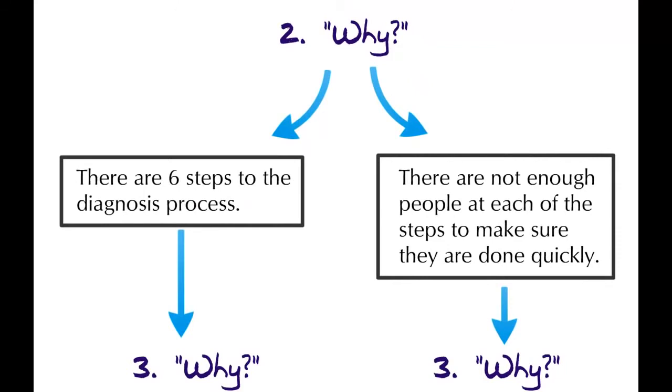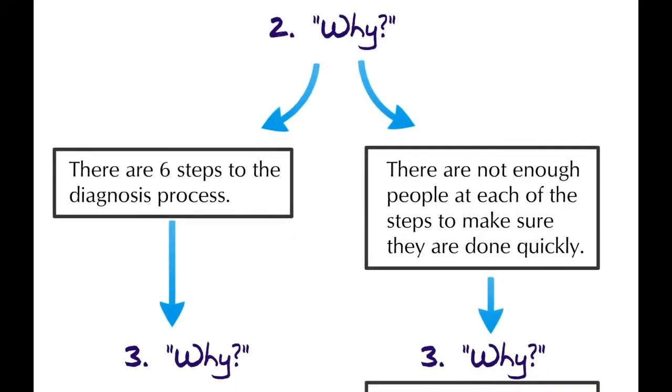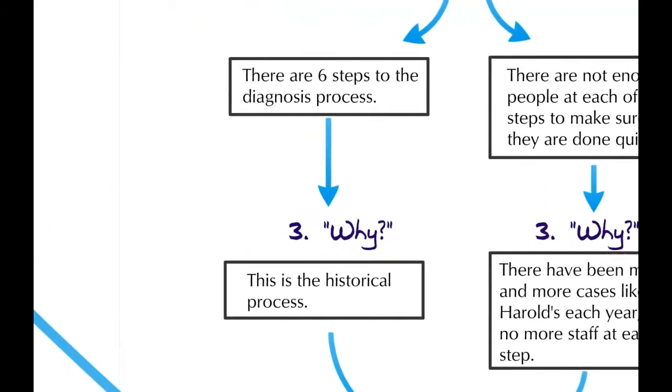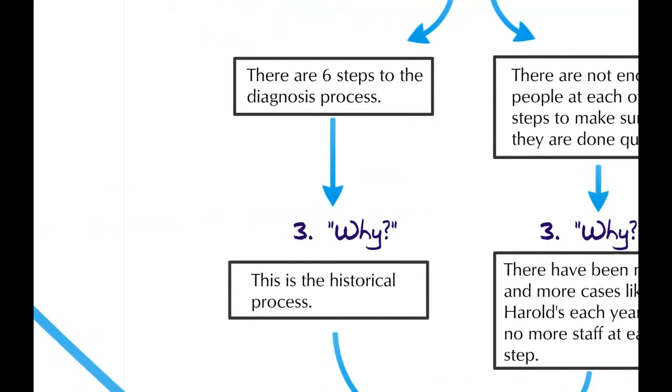First is that there are 6 steps to the diagnosis process. And the second is that there are not enough people at each of the steps to make sure that they're done quickly. Why are there not enough people at each of the steps? Well, it's because there have been more and more cases like Harold's each year, but they haven't put more staff at each step. Why are there 6 steps in the process? Well, it's just the way they've always done things.